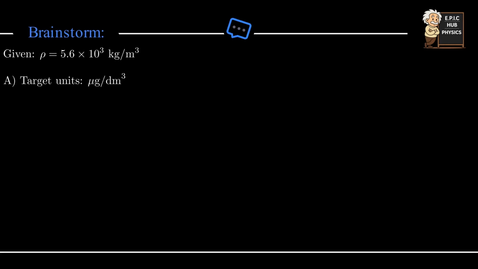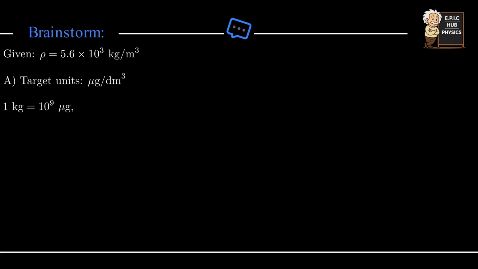Now let us work through the conversions. We are given that the density is 5.6 multiplied by 10 to the power 3 kilograms per cubic meter. First, for option A, we convert the density into micrograms per cubic decimeter. 1 kilogram is equal to 10 to the power 9 micrograms.